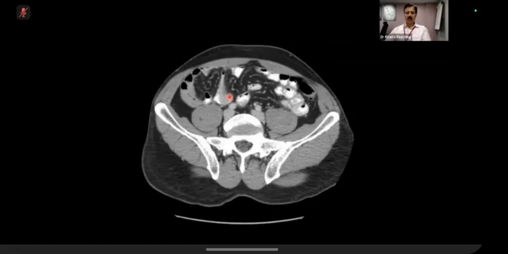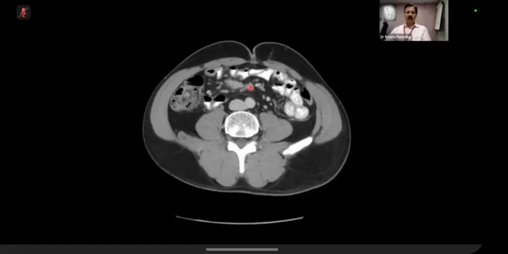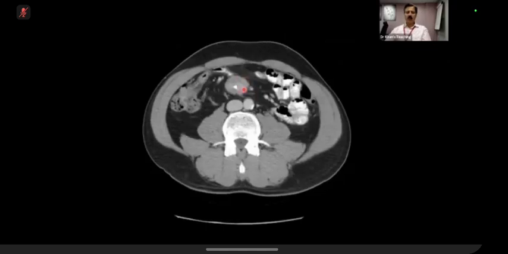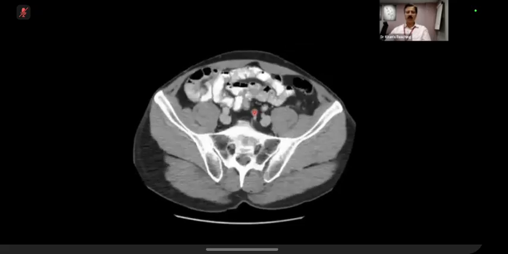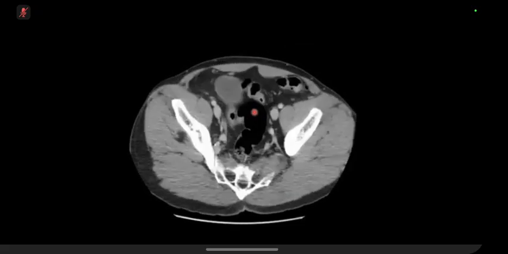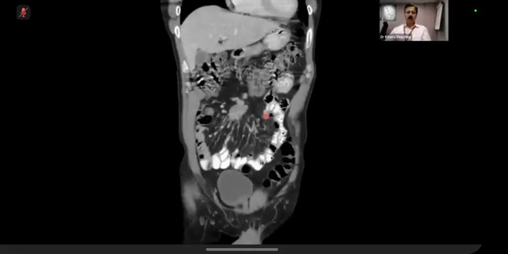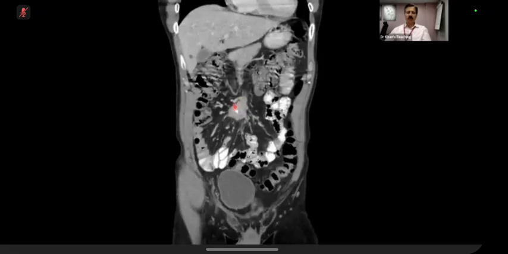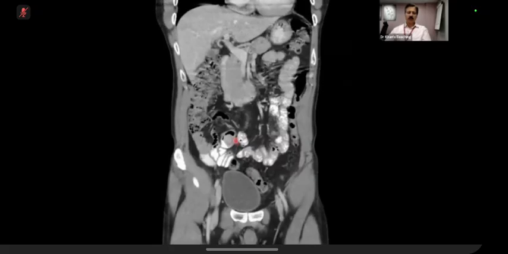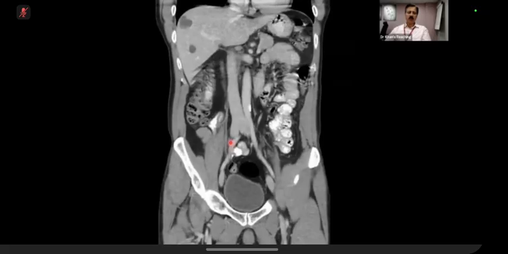And this is classical because this is the primary, and this is an example where the metastasis is larger than the primary, and this is a usual behavior. And if you go to coronal, you can see it looks much bigger, that the metastasis in the mesentery. But look at this primary, and the primary is much smaller.